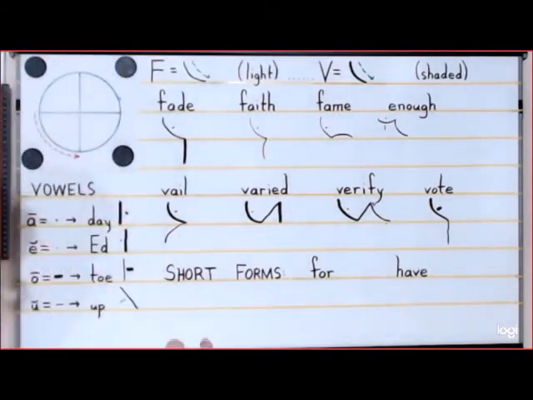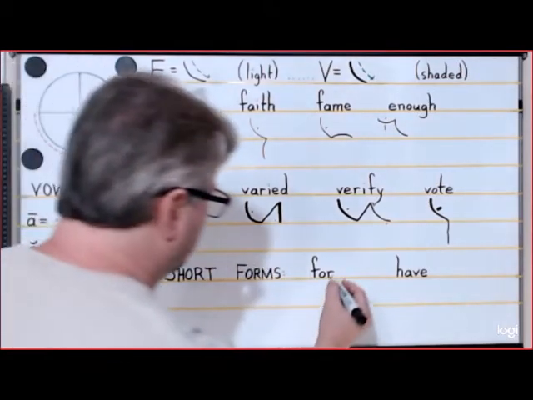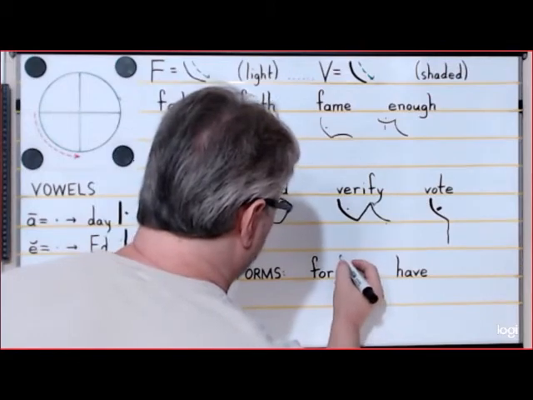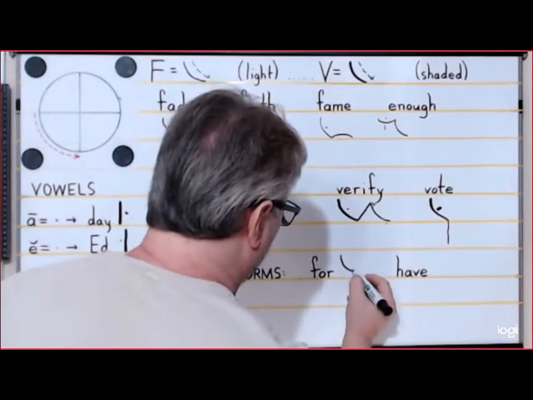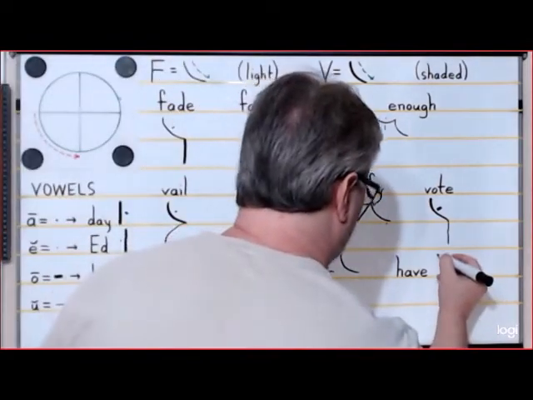For the short forms for and have, the word for, it is an F written above the line. The word have is a V written on the line.